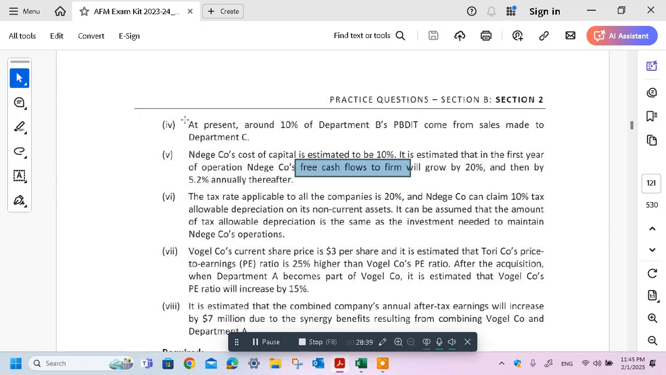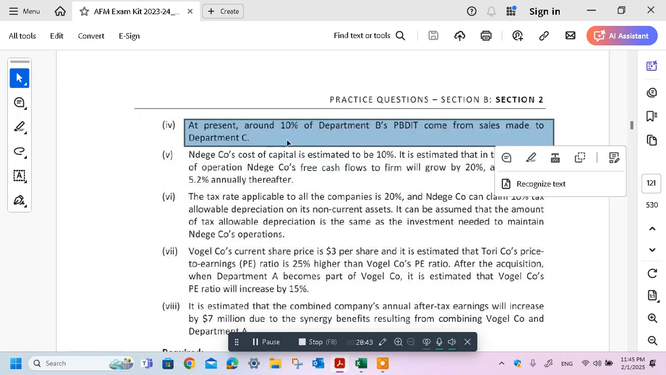Oh, I missed this point. Look at this point. At present, around 10% of Department B's profit comes from sales made to Department C. So there are some sales between the divisions, Department B and Department C, but you are planning to close down Department C. Remember, you are stripping off the assets of Department C. So whatever revenue, whatever profit that you were getting from Department B to Department C is not going to be there. I need to subtract that also before finding tax basically. So this 10% has to be subtracted.